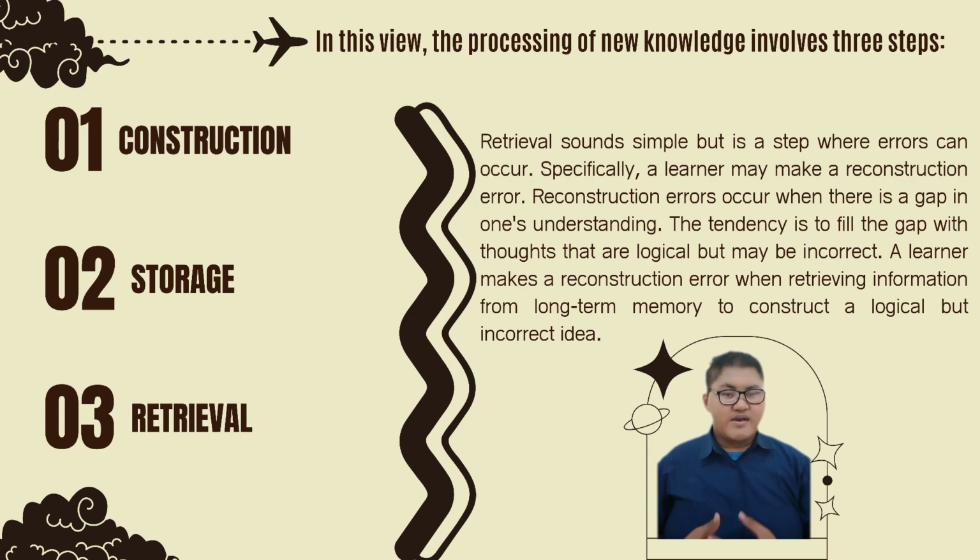Okay, in this view, the processing of new knowledge involves three steps. The first one is construction. Construction is building an understanding of a new concept by drawing on many separate pieces of knowledge. And second is storage. Storage is the mental process of coding new information into memory. And the last one is retrieval. Retrieval is finding and using information that is already stored in memory. Retrieval sounds simple, but it is a step where errors can occur.